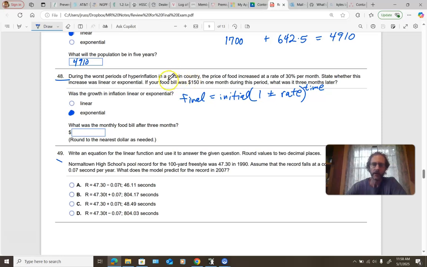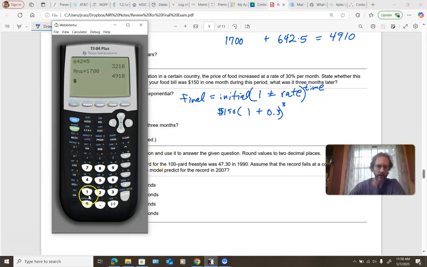Okay, so the initial bill is $150 times 1 plus, the rate is 30%, but as a decimal that would be 0.30. And we're going to raise this to the third power because we're talking about 3 months. And let me just type all this into the calculator. So 150 times 1 plus 0.30. Close those parentheses, and let's raise this to the third power.